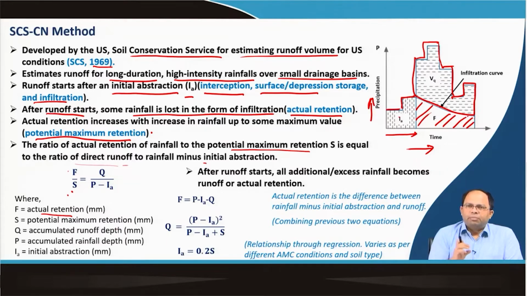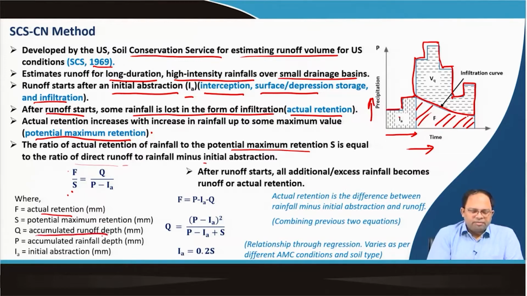Runoff is measured in depth, that is, depth of rainfall. Suppose there is a surface area, whatever rainfall falls we measure in millimeter. So, that is the total rainfall. Similarly, we can take part of that depth and say that this part of the depth goes as runoff. So, runoff is also measured as depth.